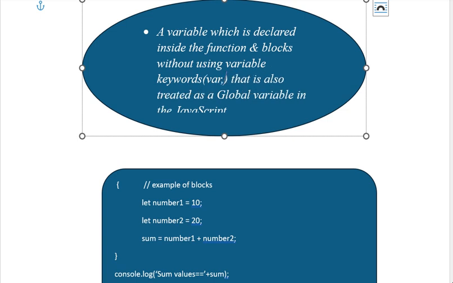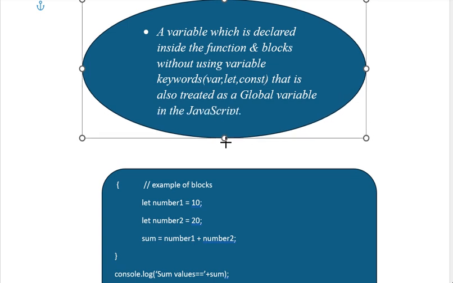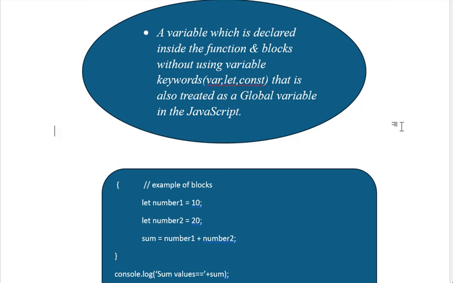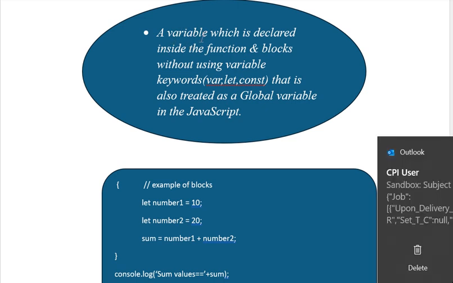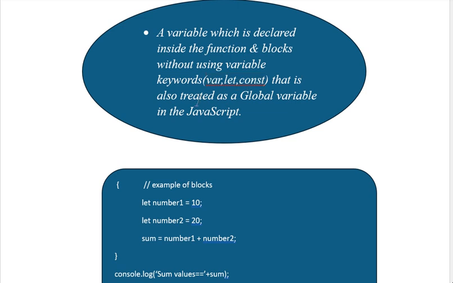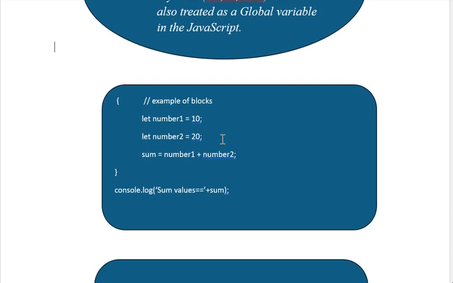Var, let, const. So here you can see a variable which is declared inside a function or block without using variable keywords like var, let, const is also treated as a global variable in JavaScript. So let's see the first example. This is an example of a block.